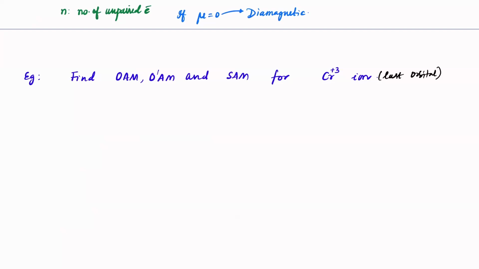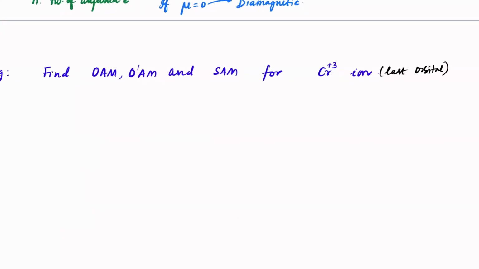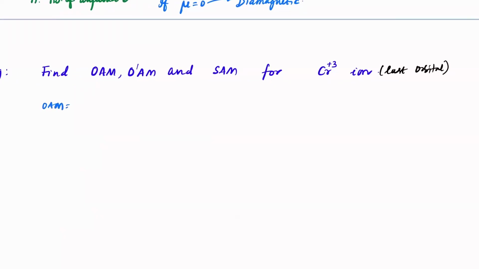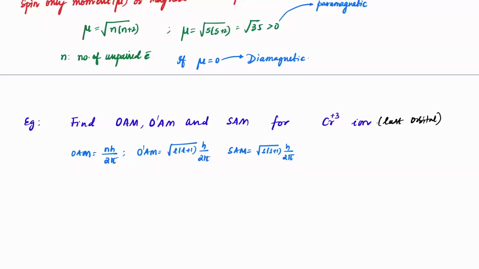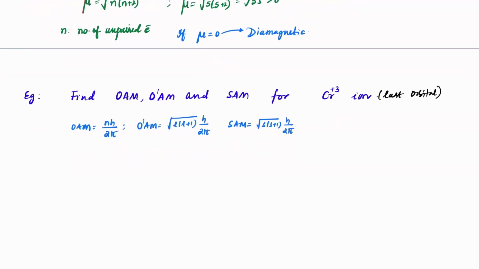If you want, I'll write the formulas again for your reference. Please try it out. OAM is nh by 2 pi. Orbital angular momentum is under root of L into L plus 1 h by 2 pi. And spin angular momentum is under root of S into S plus 1 h by 2 pi. So please use these formulas. Quick. Let's see what you must have got here.